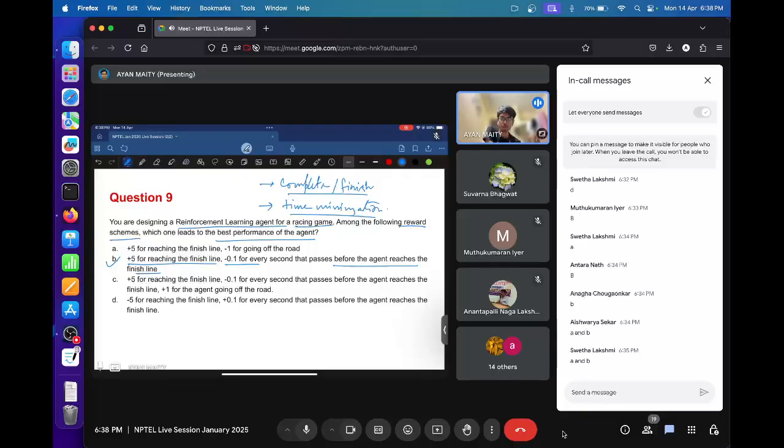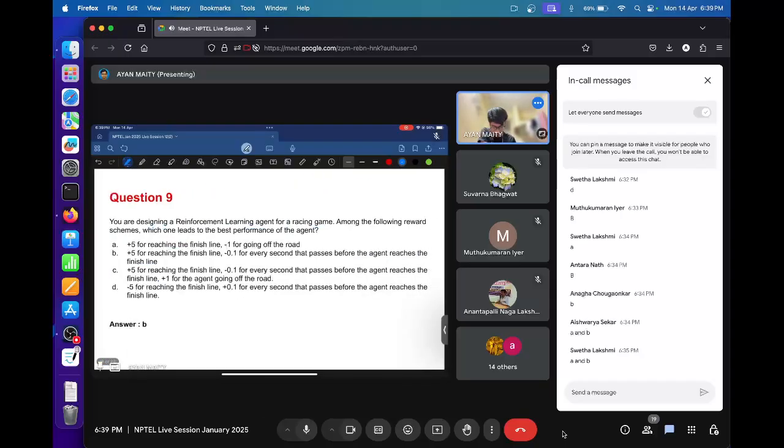Option A also ensures that it will be able to finish the line, but option A does not ensure that it will minimize the total time taken to complete the race.